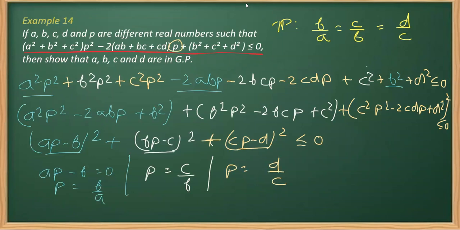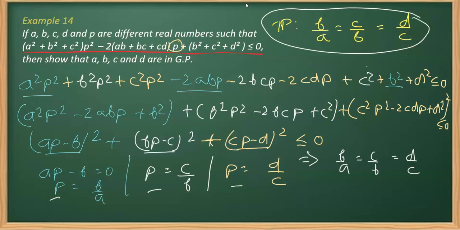Now, as you can see, all of them are equal to P. Therefore, our final conclusion will be that from these 3, we can say that B by A is equal to C by B is equal to D by C, which is equal to P. And this is what we had to prove. So A, B, C, D are in GP with common ratio P. We got the common ratio, and the common ratio is P. This is how this question can be solved.